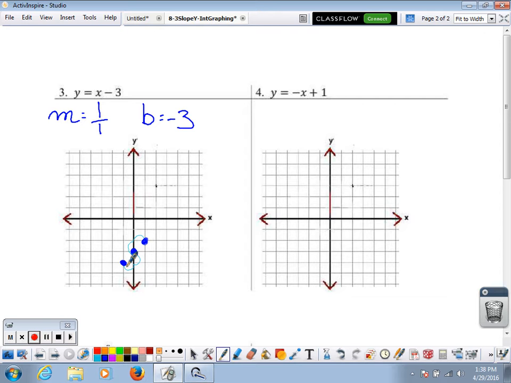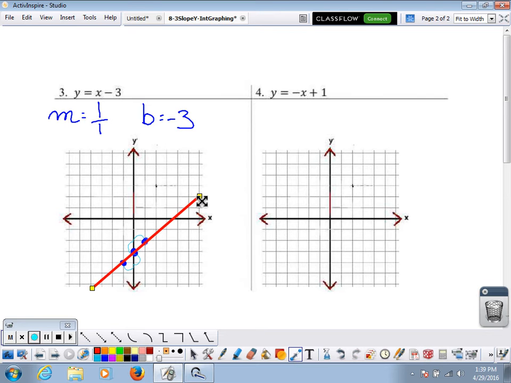Okay? Now, we've got those points. Take a step back and look. They're in a pretty straight line. So we'll use the straightest line we can to connect those points. Go through all 3 of them. And there we go.